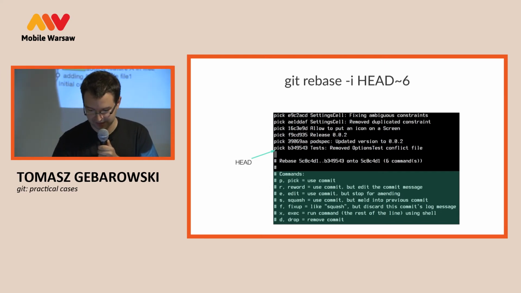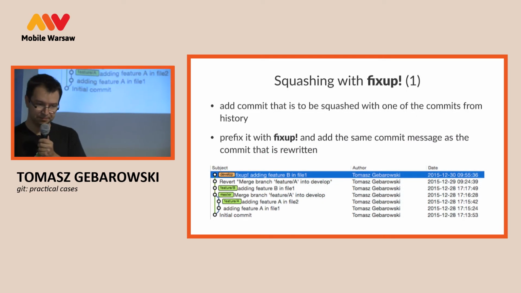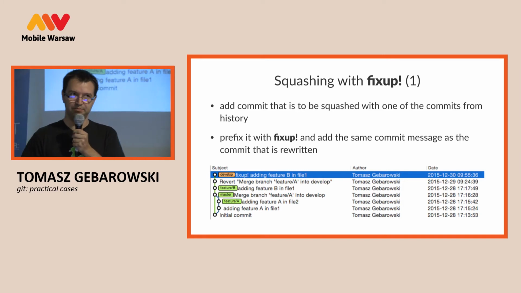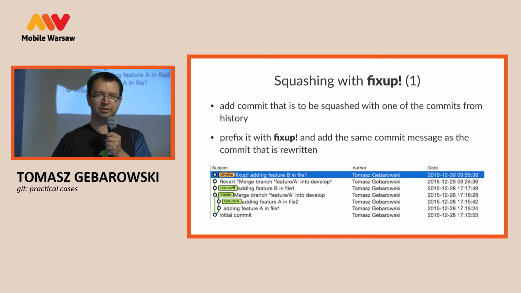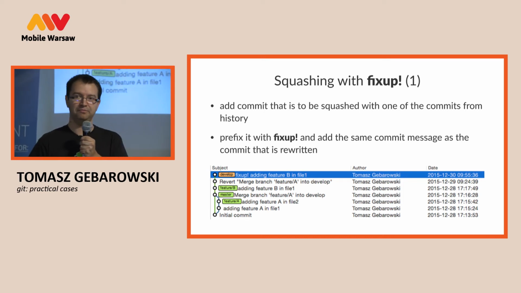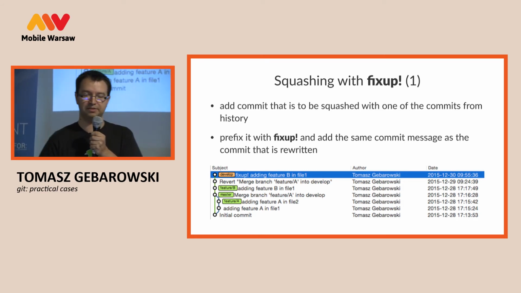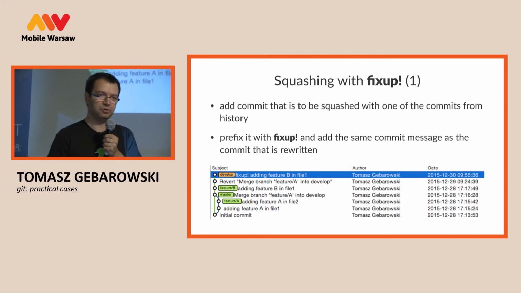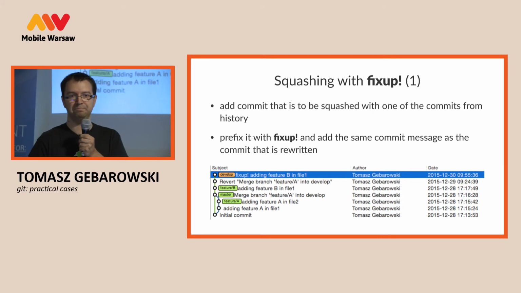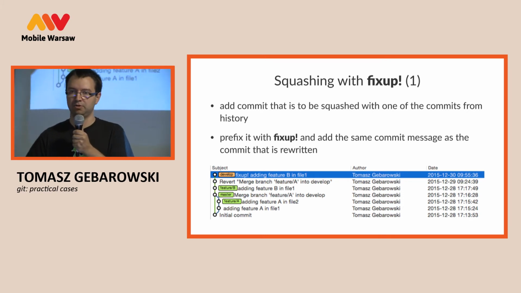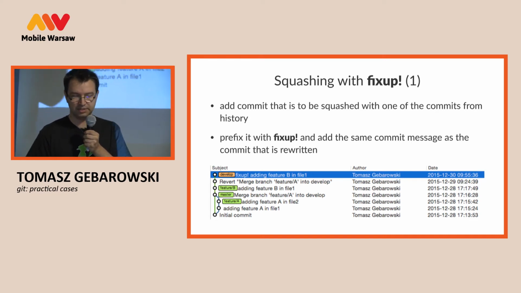So let's start with something that I hope you don't know. It's squashing with the fixup annotation. I think it's best to explain that with an example, because it's quite frequent. When you are working on some feature, release, bug fix, or whatever, you are working in some kind of sequence of commits. You are fixing something related to module B. You are committing that under a commit that is described, for example, as adding feature A in something.